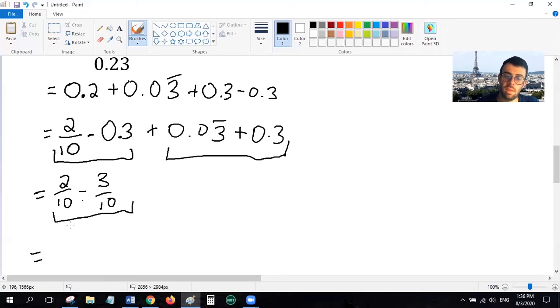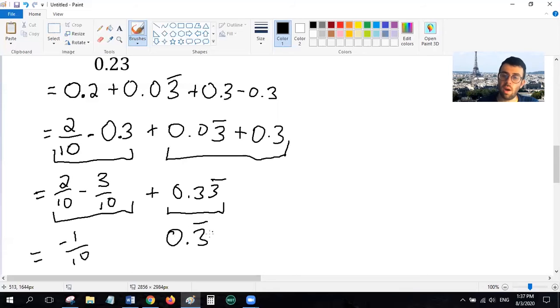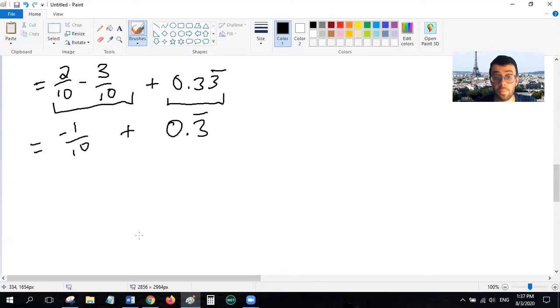2/10 minus 3/10. We're going to keep the denominator the same. 2 minus 3 is -1. -1/10. In here, we have plus 0.333, or I can even just call it like that, which is equivalent to 0.3 bar. Okay, now we're getting somewhere. I'm going to scroll down. And now we just have to convert this to a fraction and add two fractions up.